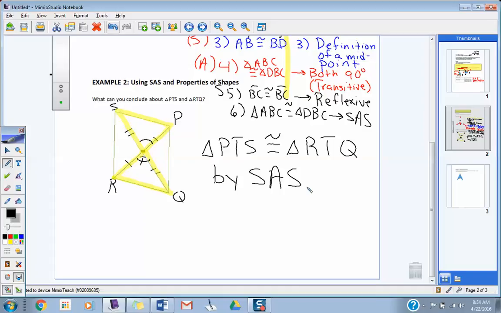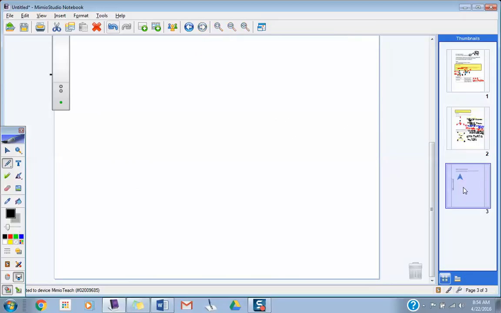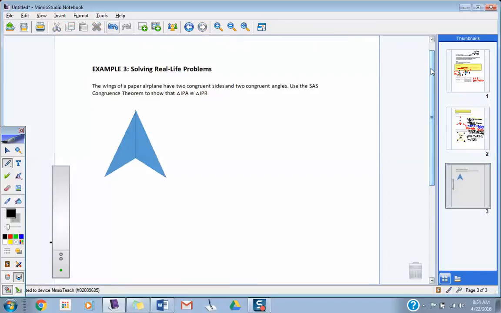Okay, so let's get this last example done. I'm going to throw a few problems at you on a quick quiz here and get you going on this new assignment in a second. Anybody need more time? Page 2. All right. In the words of Paul Harvey, page 3. The wings of a paper airplane have 2 congruent sides and 2 congruent angles. Use side angle side congruence theorem to show that IPA is congruent to IPR. Help me out here again. IPA.